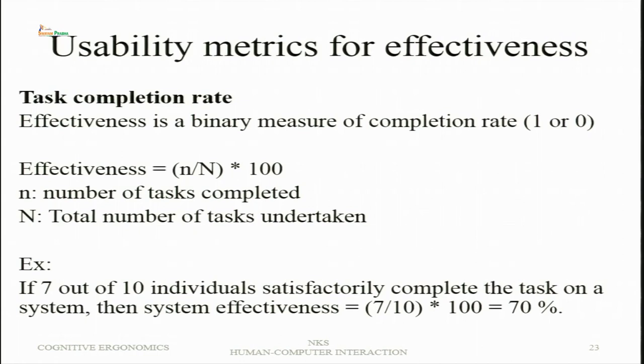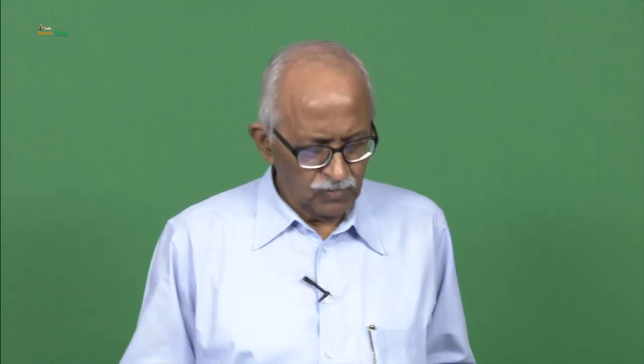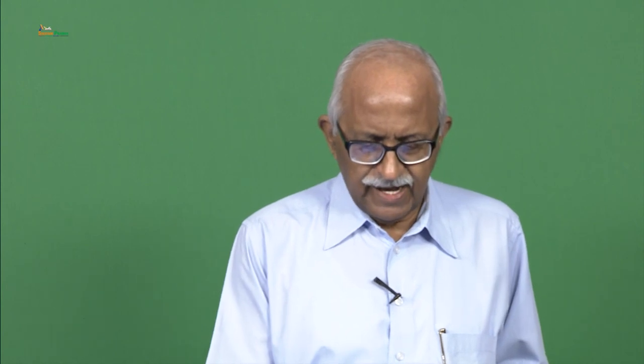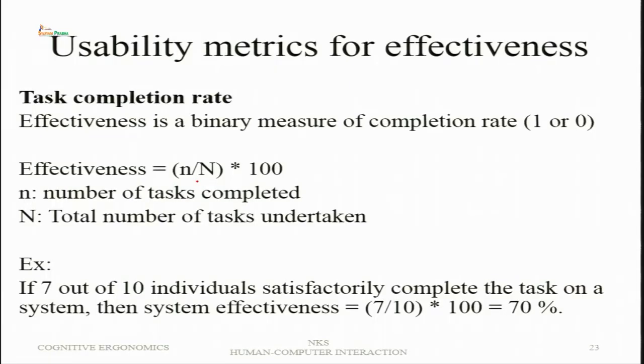So what are the usability metrics for effectiveness? One is task completion rate. This is simple to measure. Effectiveness is a binary measure of completion rate, either 1 or 0. So if a task is completed successfully, acceptably, assign it a value 1. If not, then 0. So effectiveness is defined as small n upon capital N into 100%, where small n is the number of tasks completed, and capital N is the total number of tasks undertaken.